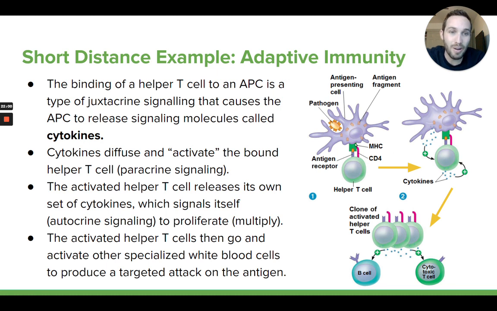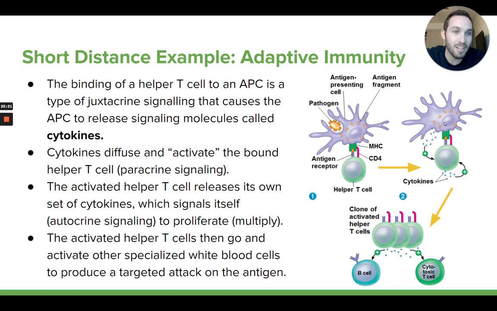And so what happens here, let's say we have this situation here. Here's the helper T cell. It has this antigen receptor, and it can bind to this antigen that's being presented on this macrophage, this antigen presenting cell. There's this bad guy, and it breaks it up. It presents a piece of it. This T cell's floating around and binds to it, and it's like, oh my gosh, I can bind to that antigen. My antigen receptor is a good match.